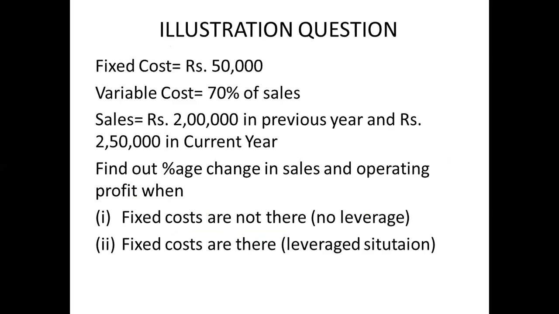Now let us see one question. Here in this question it is given to you that fixed cost is rupees 50,000, variable cost is 70% of sales. Sales of 2 years are given to you. In the previous year there is a sales of 2 lakh rupees and now in this year there is a sale of 2,50,000. We have to tell what is the percentage change in sales and percentage change in operating profit in two situations. Number one, if fixed costs are not there, we call it a no leverage situation. Why do we call it a no leverage situation?